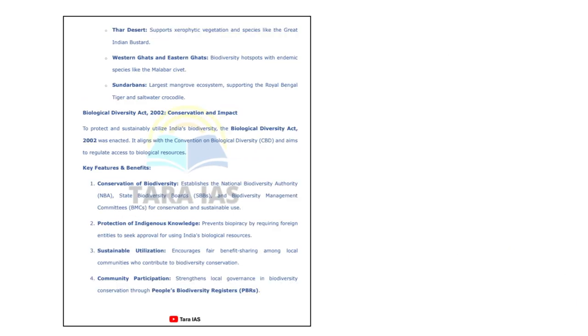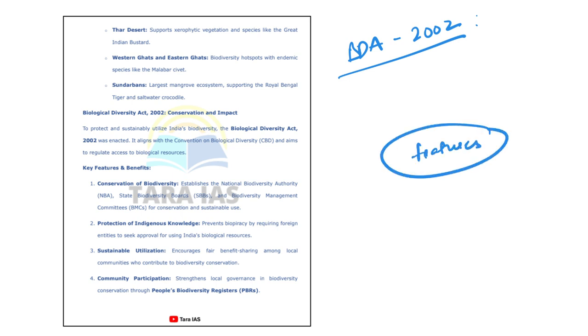So in the second part, what was the demand? Biological Diversity Act 2002. So what are the main features of the Biological Diversity Act? You have to write the features and also how it helps us in conserving biodiversity. So what are the features in the Biological Diversity Act?